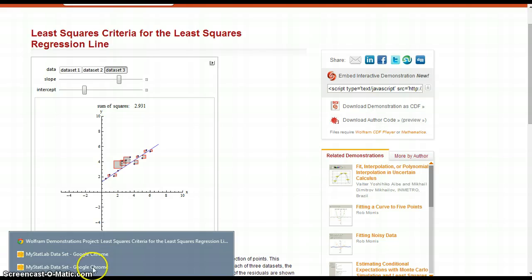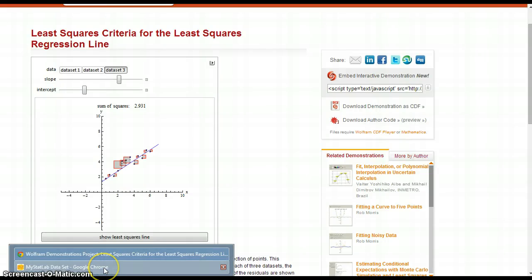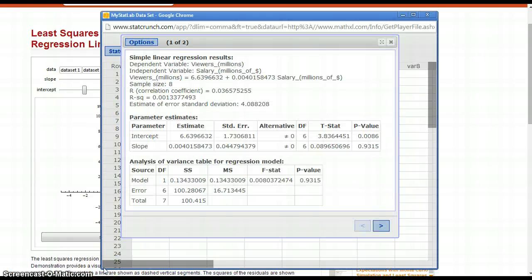So now I'll minimize and close that, and go back to my printout here. There's a very weak association, but it does give us an equation that tries to predict that line of best fit. It says 6.639 is the y-intercept, and the slope is 0.004, almost zero. So this is again very flat, almost no relationship here.